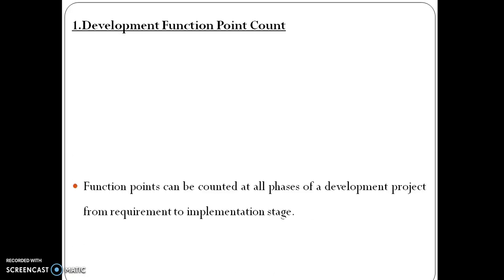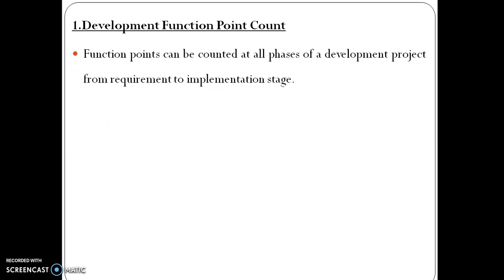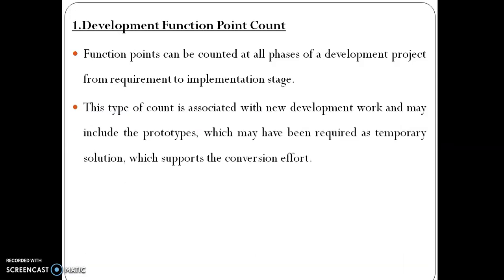Development function point count. Function points can be counted at all phases of a development project, from requirement to implementation stage. This type of count is associated with new development work and may include the prototypes, which may have been required as temporary solution, which supports the conversion effort. This type of count is called a baseline function point count.